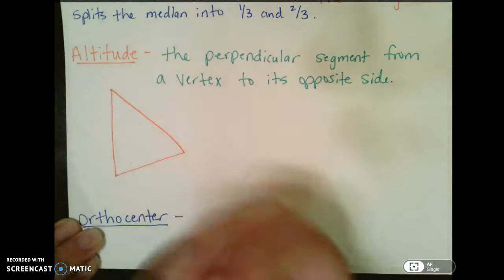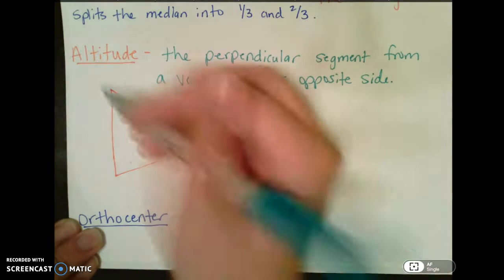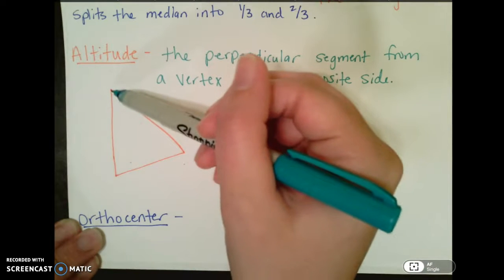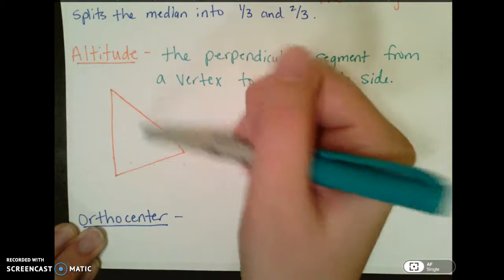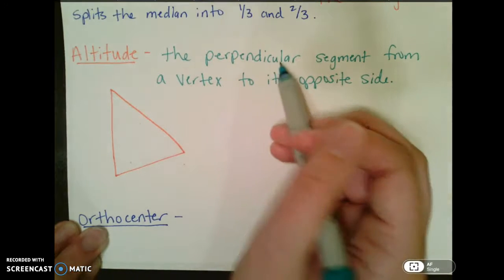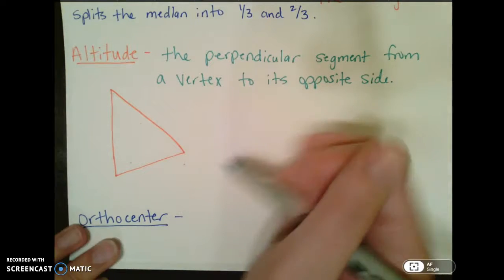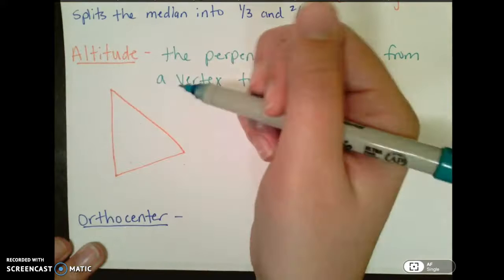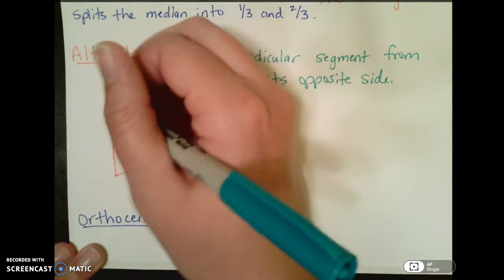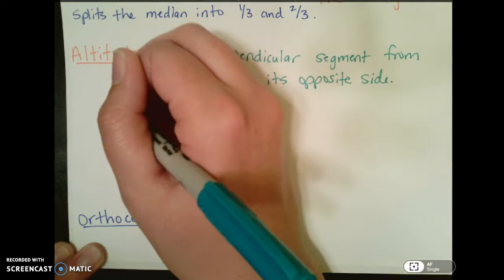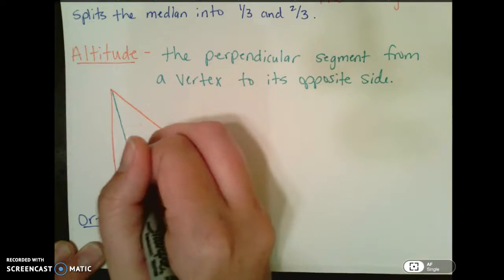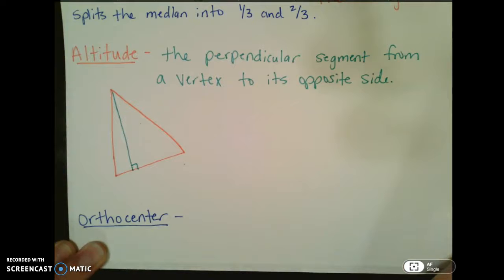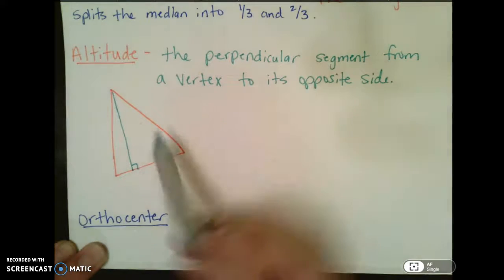So what that means is if I go from a vertex, your vertex is kind of your corner. So if I go from my vertex to my opposite side, I need to intersect somewhere that it's going to be perpendicular, which means it's going to form a right angle. And this one, this is just kind of an estimation here. I don't have a ruler on me. Maybe right there. That kind of looks like a right angle. If I give it a box, that means it's a right angle.